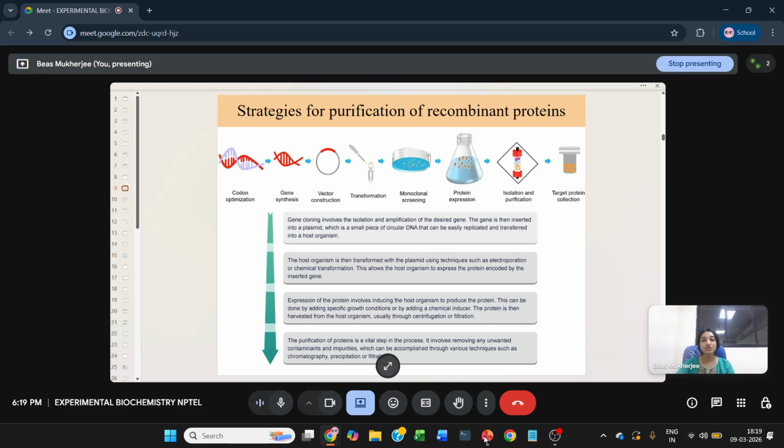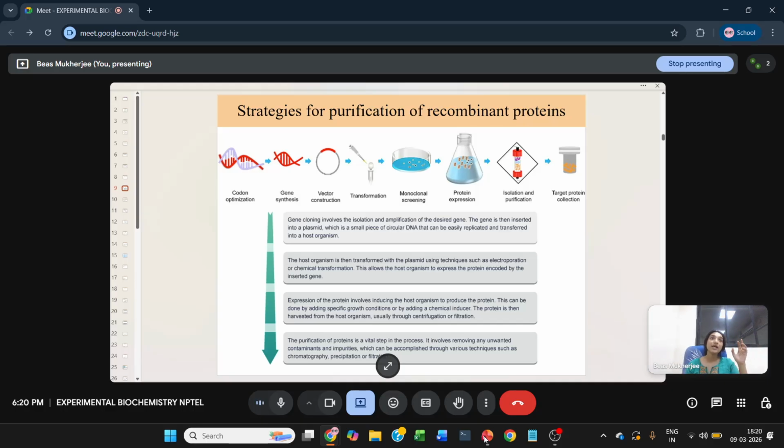So if you see, gene cloning involves isolation and amplification of a desired gene. The gene is then inserted into a plasmid, which is a small piece of circular DNA that can be easily replicated and transferred into a host organism. Right. So something called codon optimization needs to be done. So what is codon optimization?